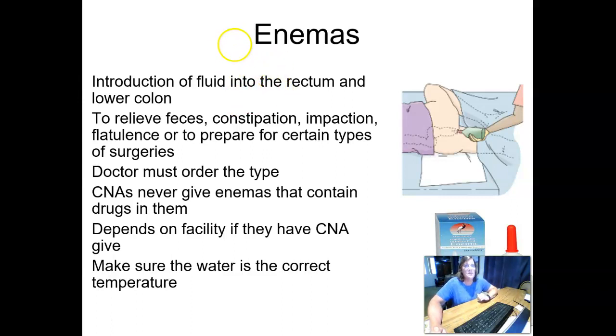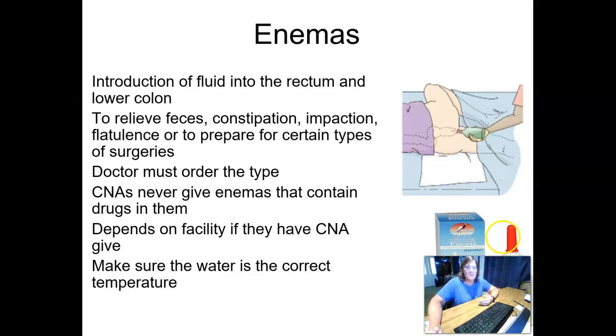We usually put them in a Sims position. You put them on their left side and you sharply flex the top leg, and that makes them roll half on their side, half on their stomach. Then there are what we call small volume enemas and large volume enemas. Small volume enemas are just a preset amount of volume, usually about 120 milliliters.